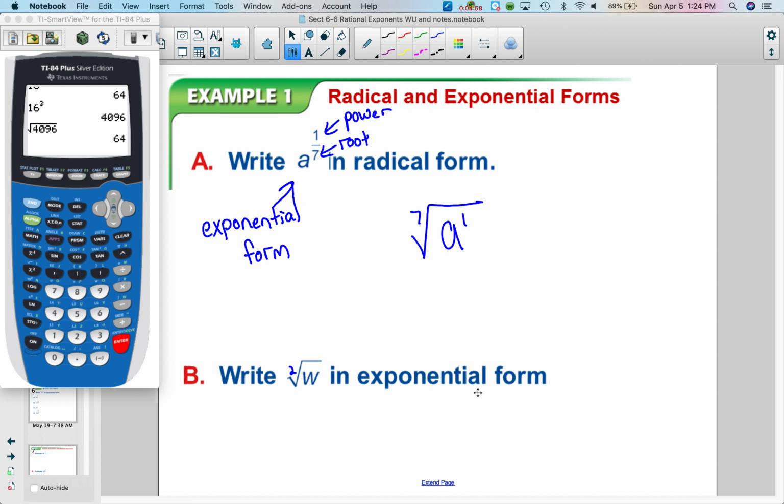So now we're going the other way. We're going to exponential form. So the base is my radicand, what's underneath the radical sign, and it's the first power, and then the root is a 2. So that would be my answer. So these aren't hard. It's just knowing what to do.